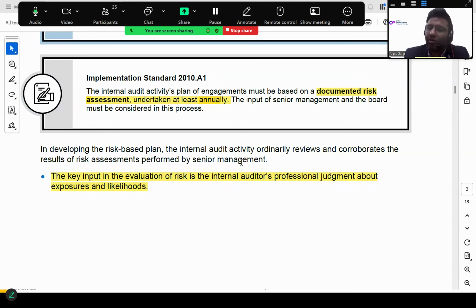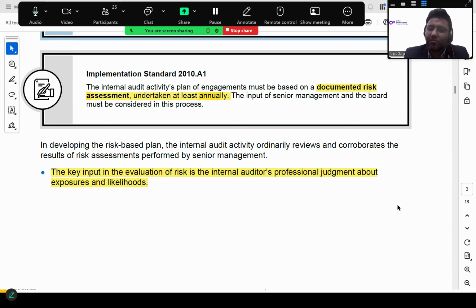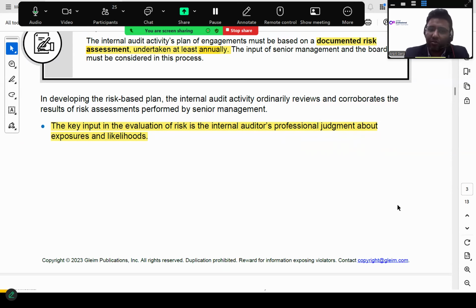Should we just ignore it, or can we use it? We can always use it. So it says we can corroborate the results of risk assessment performed by the senior management. The key input in evaluation of the risk is what? Can you all say that? The key input in the evaluation of the risk is the internal auditor's professional judgment about exposures and likelihoods, right?